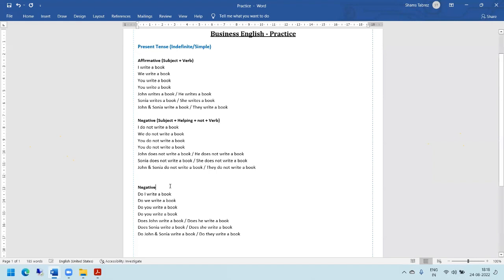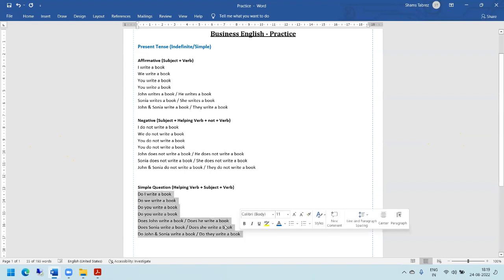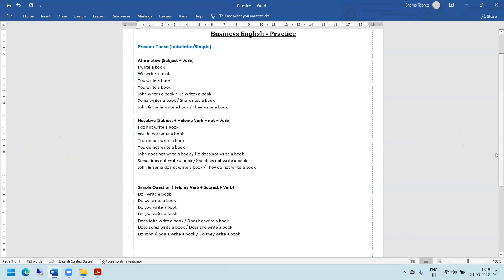And here, in negative, this is not negative, in simple question, it is helping verb, right? This is helping verb, or auxiliary verb, another synonym, which is helping verb plus subject plus verb and the remaining words. Look at the sequence of how these words are arranged. This is about simple question.